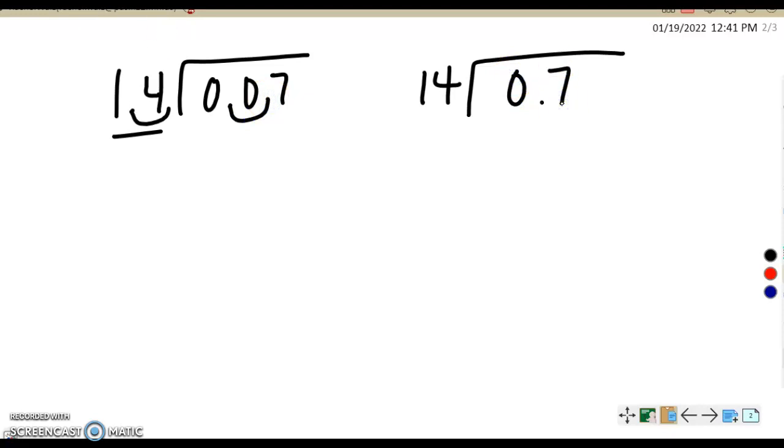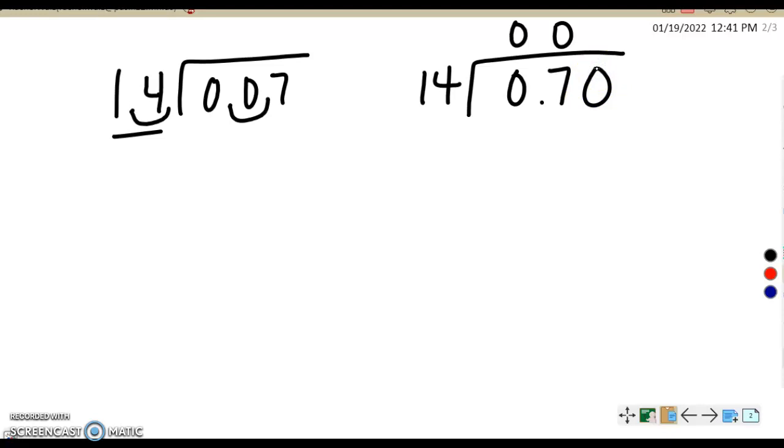Alright, once we have that, then we can divide like we normally would. This one can seem a little bit tricky, but remember to add zeros when you can't keep dividing. So 14 can't go into 0, can't go into 7. I'm going to add some zeros here. Can't go into 7, so we have to add a 0. 14 can go into 70.